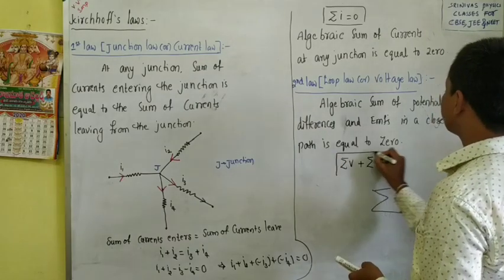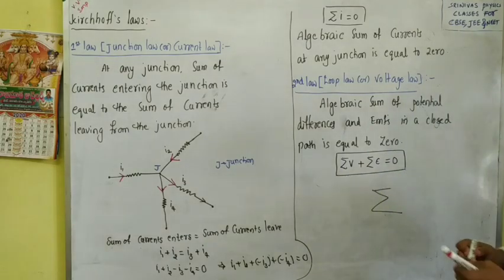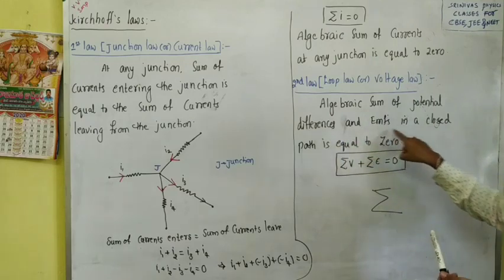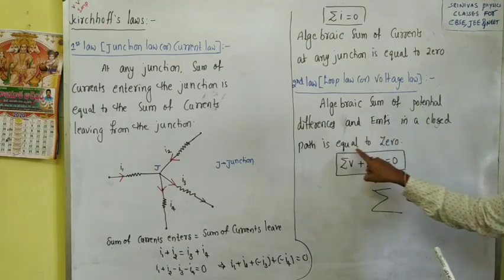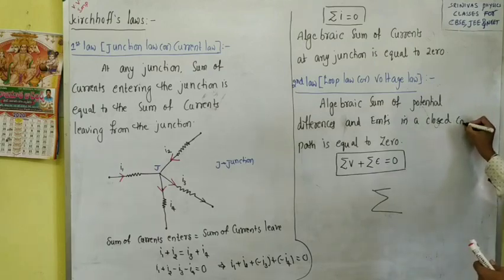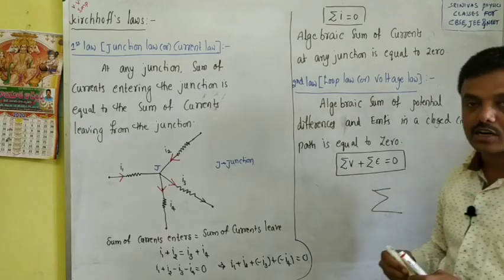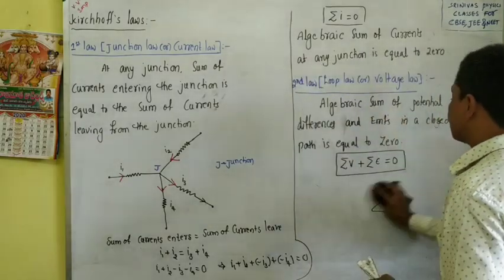This is the second law. What is our second law? The algebraic sum of potential differences and EMFs in a closed path or closed circuit is equal to 0. Sum of potential differences equal to 0. This is our second law.